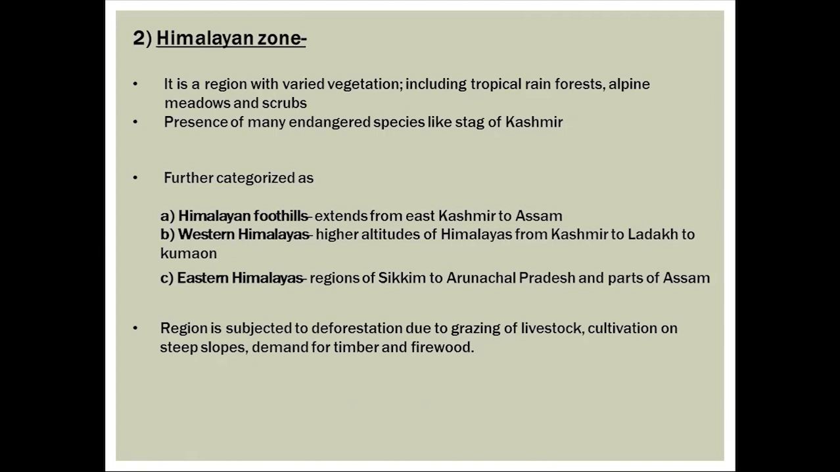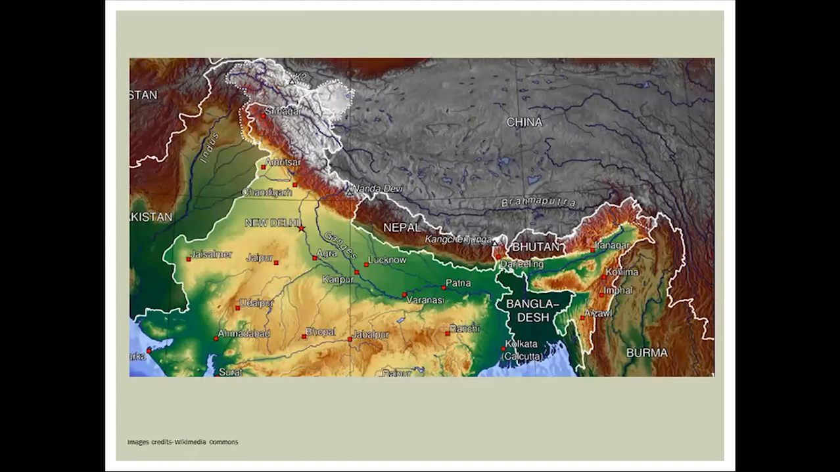Himalayan foothills, they extend from Kashmir to Assam. Then Western Himalayas, a little bit higher in altitude, again extend from Kashmir to Ladakh to Kumaon. Kumaon means Uttarakhand. And Eastern Himalayas includes regions of Sikkim to Arunachal Pradesh and parts of Assam. So you can better see it in the map. This is the Himalayas. The whiter part in this map is the Trans-Himalayas. White or silver shaded, and this brown color is the Himalayas.